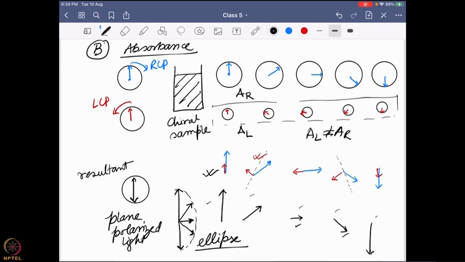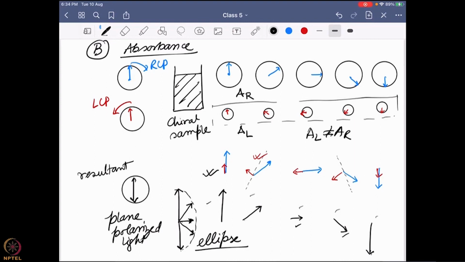So again, why is it happening? There is no change in the speed of the light, so they are moving at a similar speed, but their absorbances are different because one of them gets absorbed more than the other. And the resultant, as you have drawn over there, is going to show an ellipse instead of a plane polarized light.